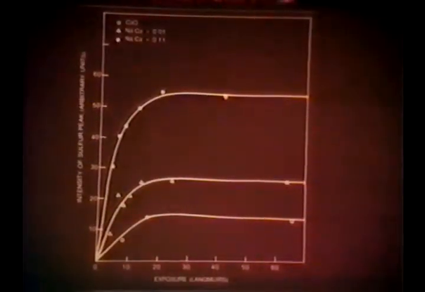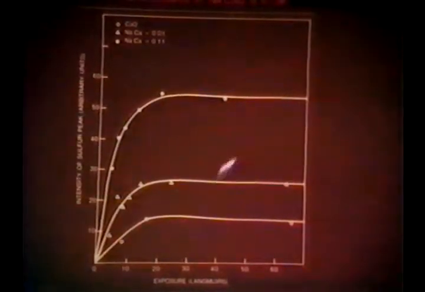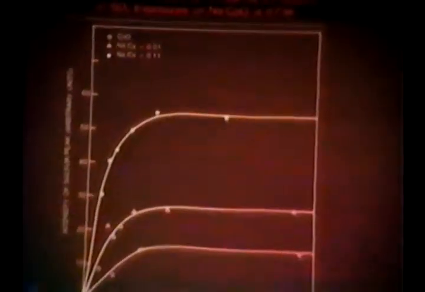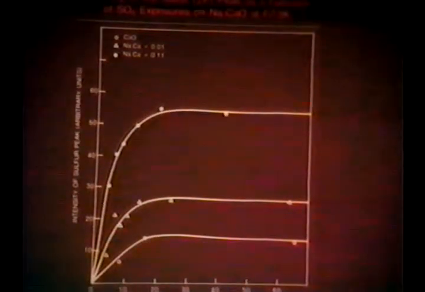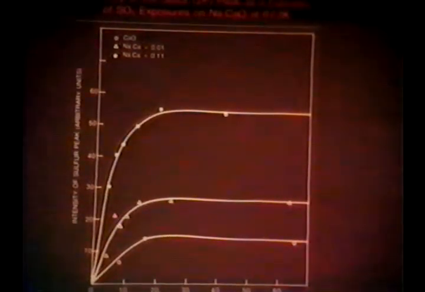Here again the intensity of the sulfur peak is plotted as a function of exposure at 473 K. Again we see an increase in saturation sulfur intensity with increasing sodium coverage. Similar plots at 673 K are shown here. Again we see the same trend, an increase in sulfur intensity with increasing sodium coverage. So at all three temperatures, sodium somehow enhances the reaction between sulfur dioxide and calcium oxide.